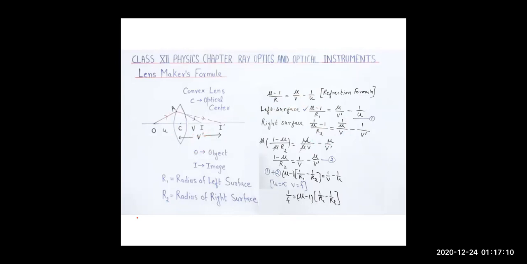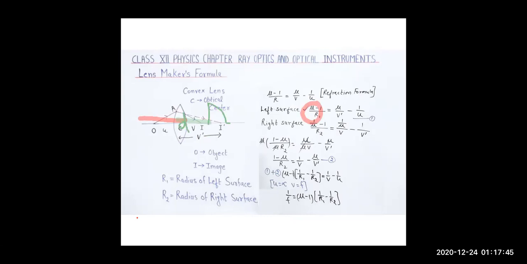Because initially the light was going from air to the denser medium, it was going from rarer medium to denser medium, so we wrote mu. But now the light is going from denser medium to rarer medium, right? First, refraction happened from air at the left surface, now from the material inside the left surface, the light will come out through the right surface, so it is going from denser medium to rarer medium.